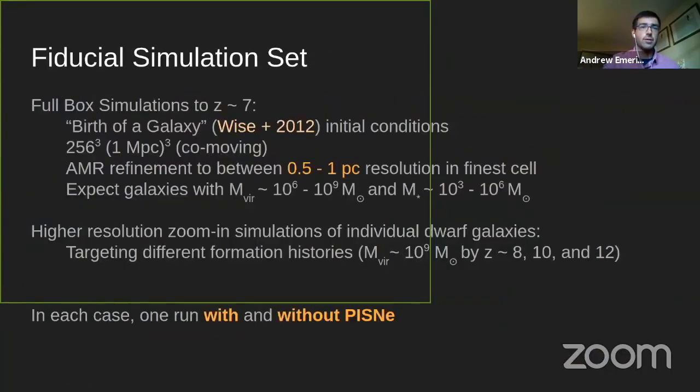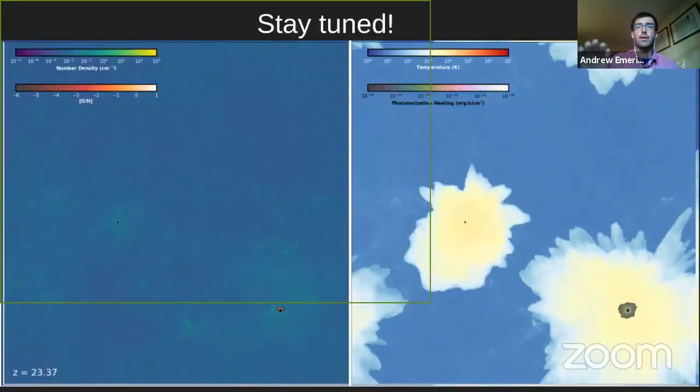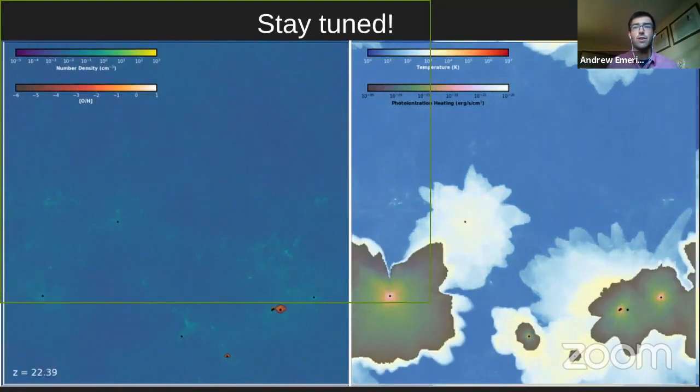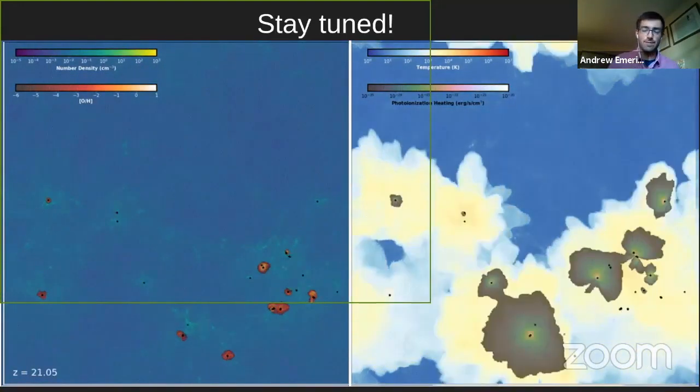And almost last slide. So the full box, we have a fiducial simulation set with the full box simulations of a co-moving megaparsec run to about 0.5 to 1 parsec resolution of the finest cells, run with and without pair-instability supernovae. And then we will have higher resolution zoom-in simulations following individual dwarf galaxies with different virial masses. And so with that, I will leave you with the cool movie of the simulation so far, and happy to take questions. Thank you.